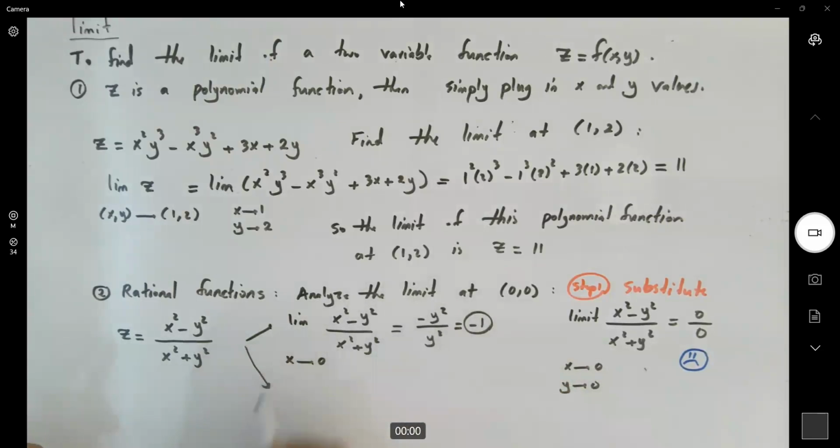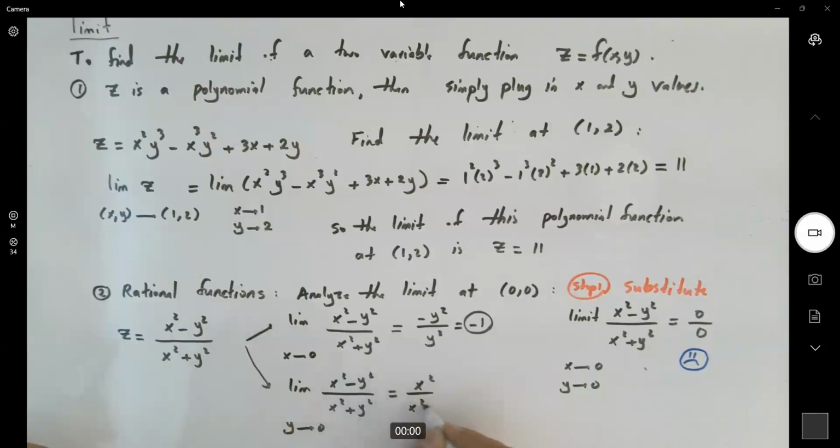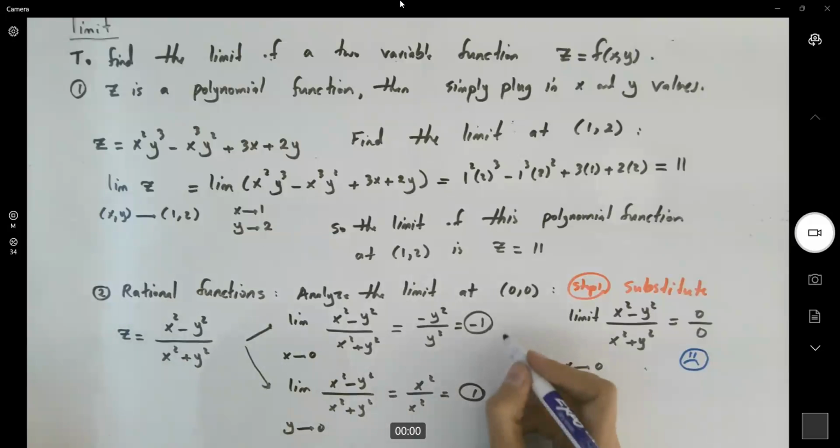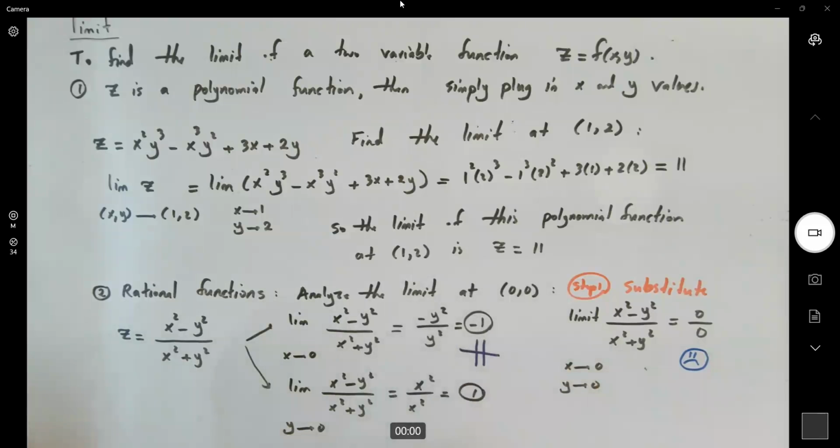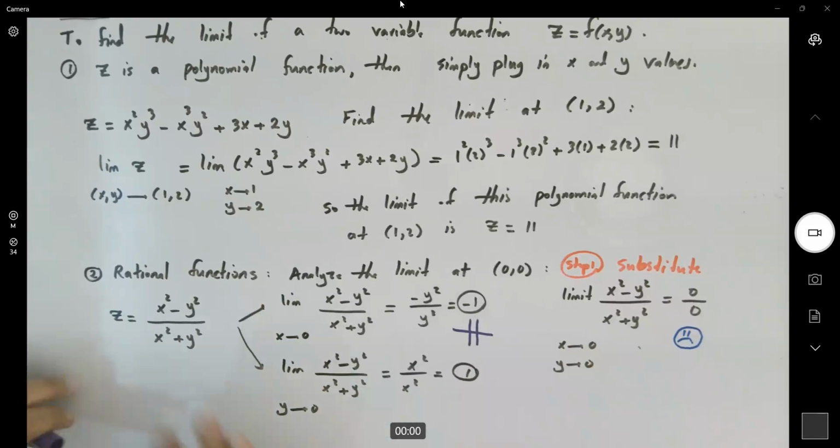Okay, what if my y goes to 0? I have two scenarios. X is 0, y is 0. So they are approaching 0. Limit of x squared minus y squared divided by x squared plus y squared. Now my y goes to 0. What do I have? I have x squared divided by x squared, which is 1. I'm getting two different z values. This is my first z. Z is negative 1. This is my second z. They are not the same. Z values are different from each other. So what's the meaning of that? It means that the function doesn't have a limit at the origin.